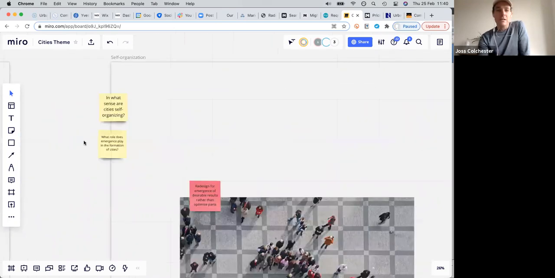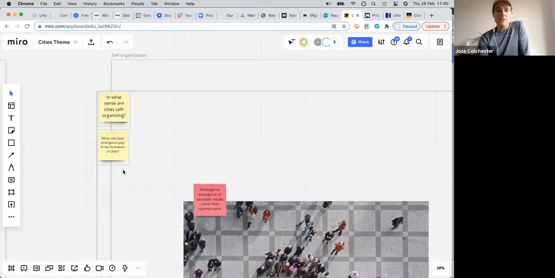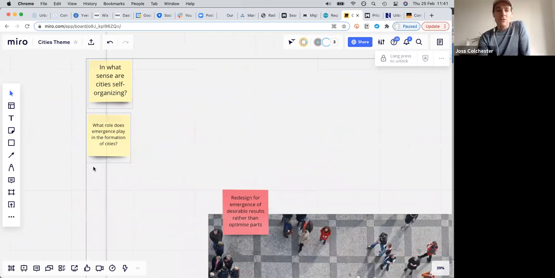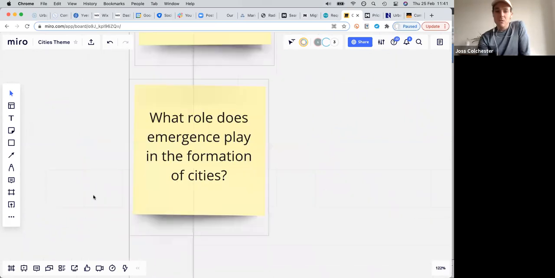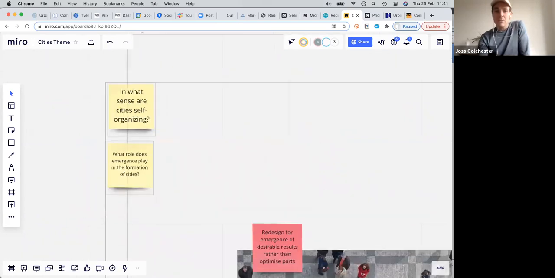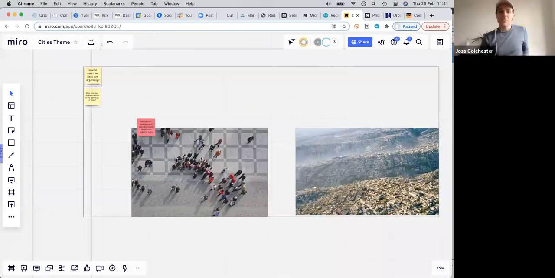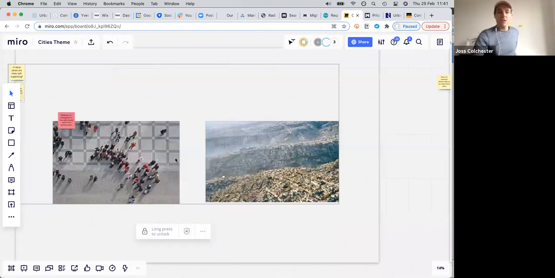In what sense are cities self-organizing systems? What role does emergence play in the formation of cities? So we've touched upon this a bit, but let's grab our stickies and post up some thinking. What role do emergence and self-organization play in the formation of different patterns: social, economic, technological, and so on?